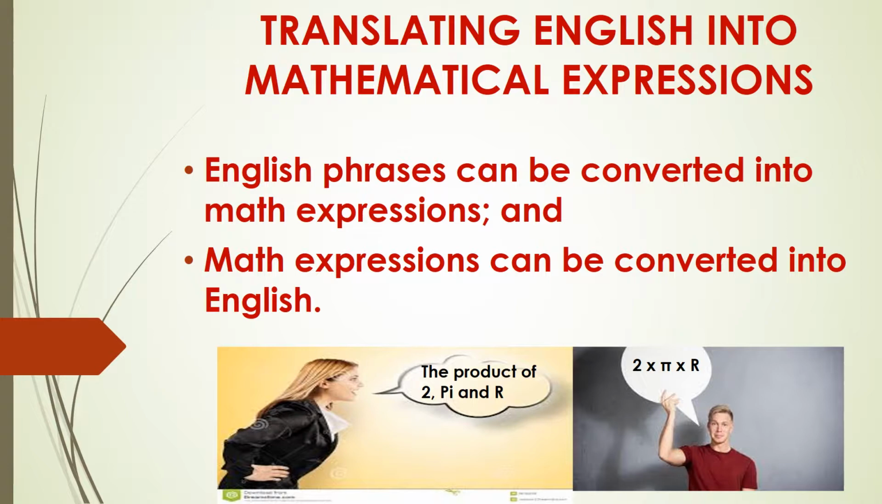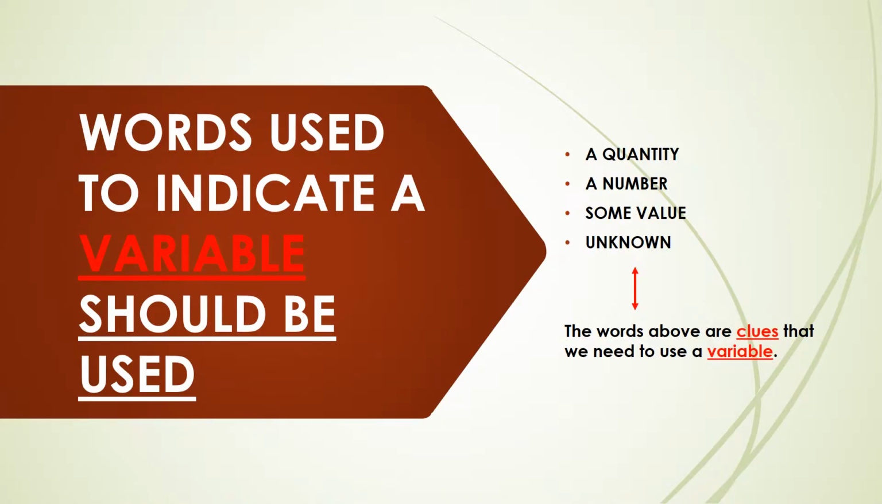How do we do that? So let's say that you're taking a test and you have a word problem. And of course that word problem is written in English, so you need to convert that word problem into mathematics. So how do I know when I'm supposed to use a variable in my mathematical expression? Well, if you look on the right here, we've got 4 keywords or clues that will tell us that we have to use a variable.